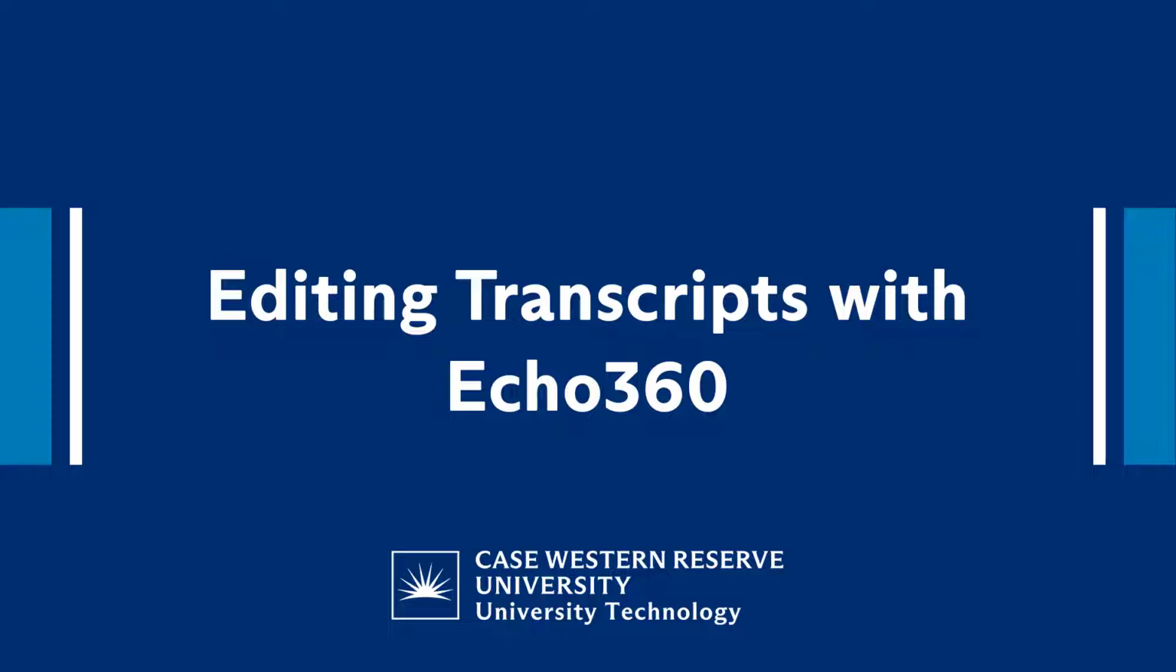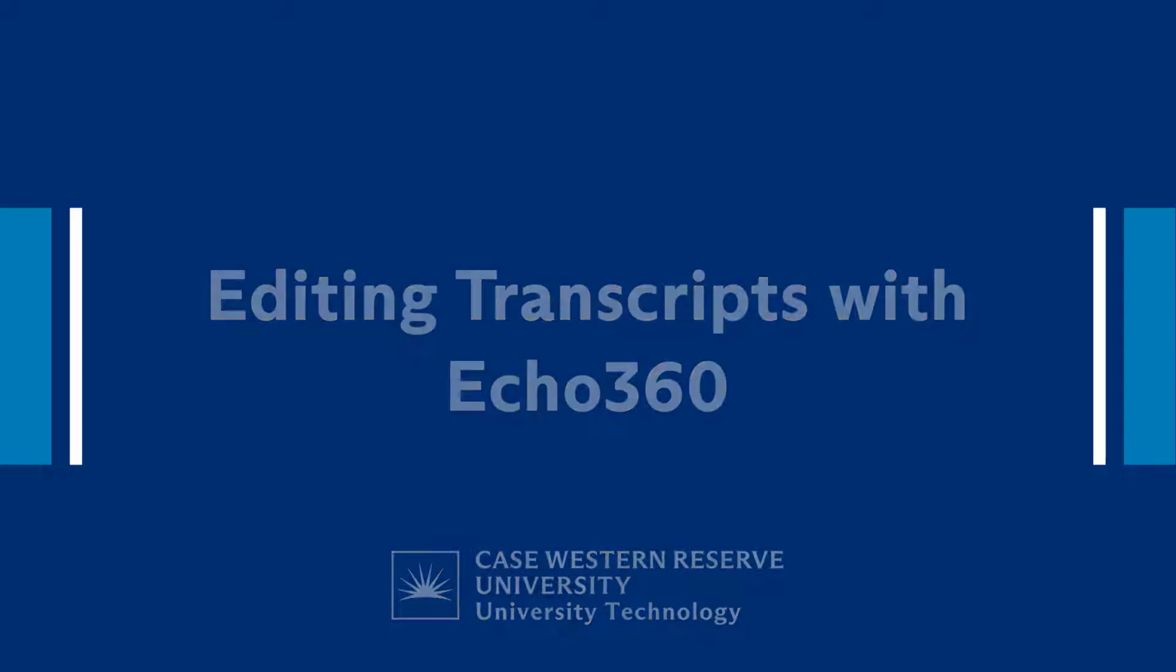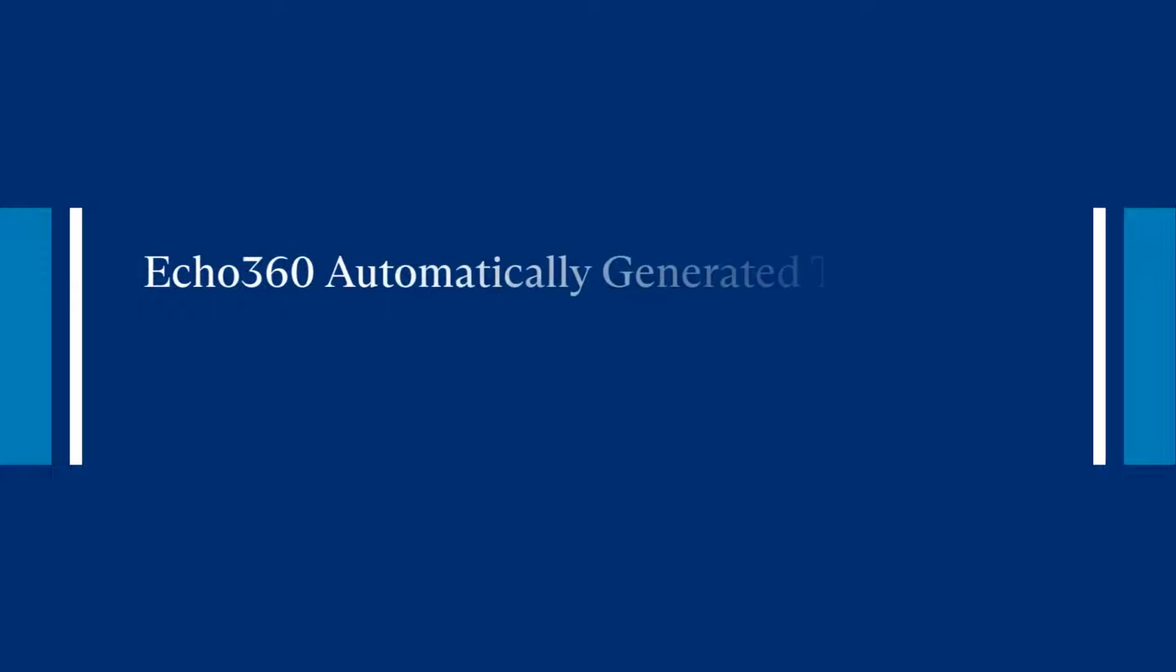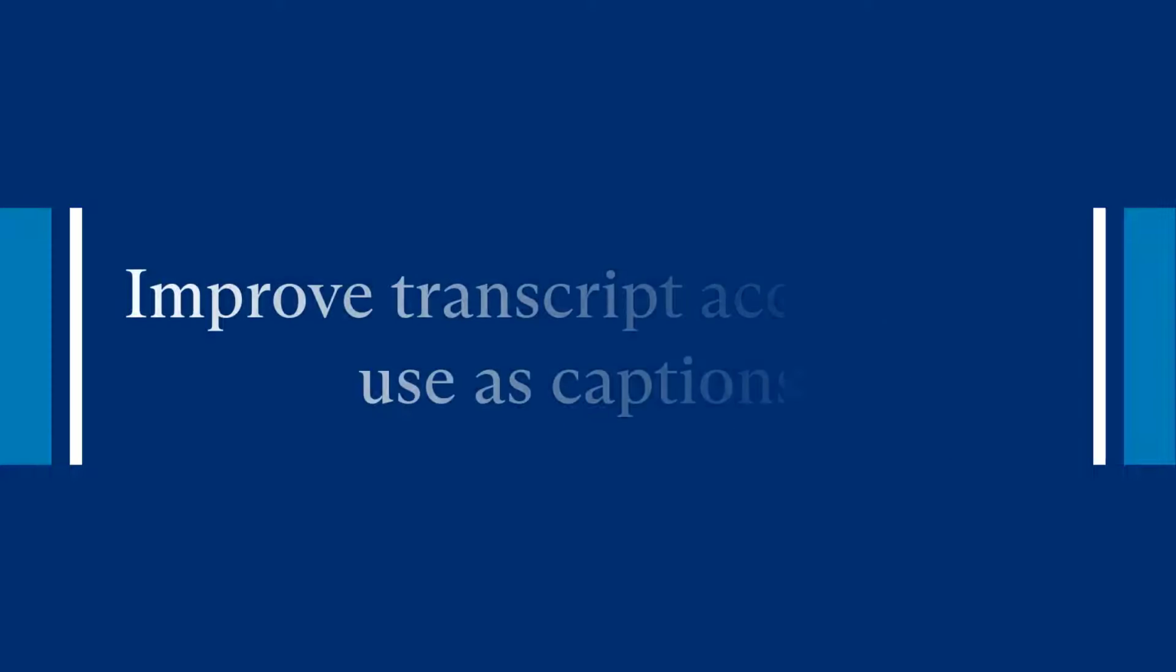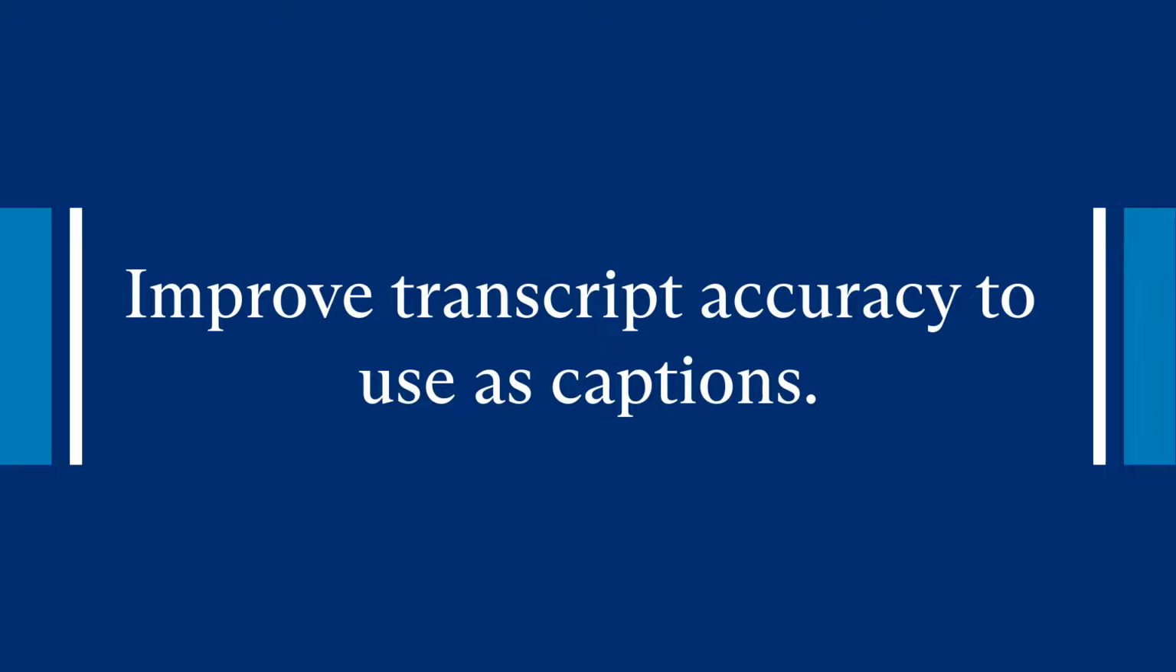Hello, in this video I'm going to show you how to edit a video transcript in Echo360. Echo360 provides an automatically generated transcript for videos, which typically exhibits 70 to 90% accuracy and is available to students in the video player. These transcripts can then be further edited to improve their accuracy and can even be applied as video captions if corrected completely.